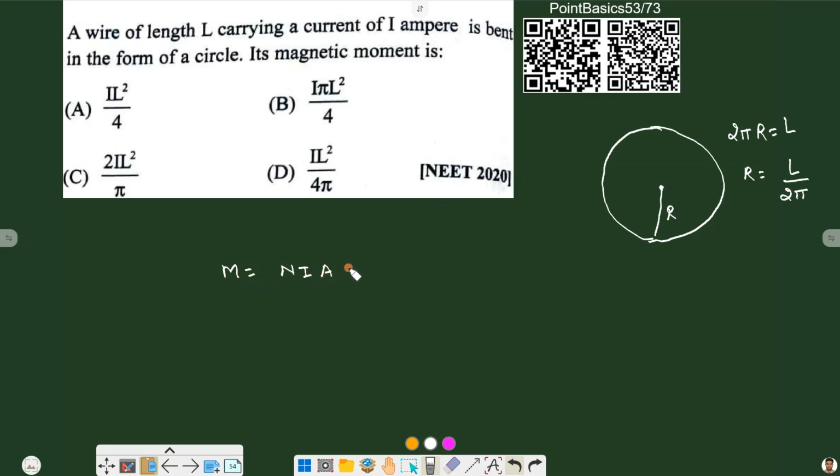Now the magnetic moment will be NIA. We are assuming one turn here, so N is 1, I is as it is, and the area will be pi times R square, so pi L square by 4 pi square. So it will be I L square divided by 4 pi. That is option D for us. Moving to the next one.